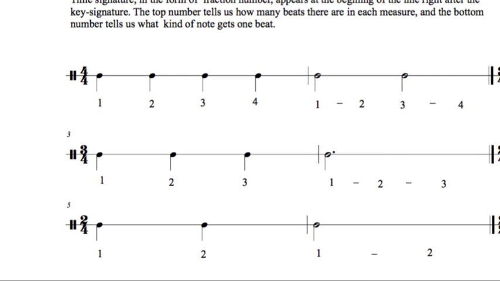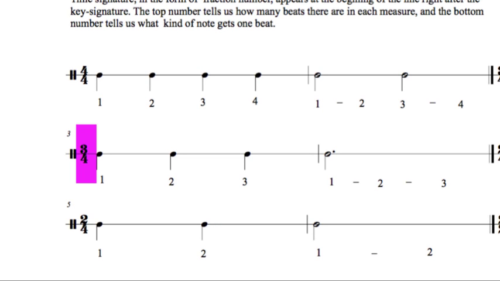Now the next line, we have a 3/4 time. 3/4 time means there are 3 beats per measure. And the bottom number 4 means quarter note gets one count. And we count this number like this. 1, 2, 3, 1, 2, 3.